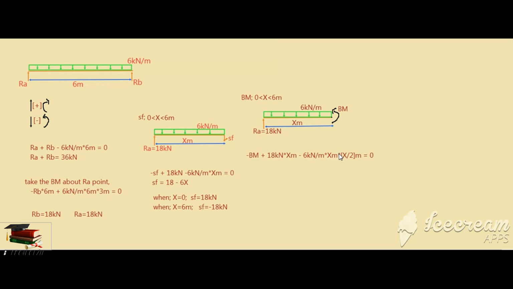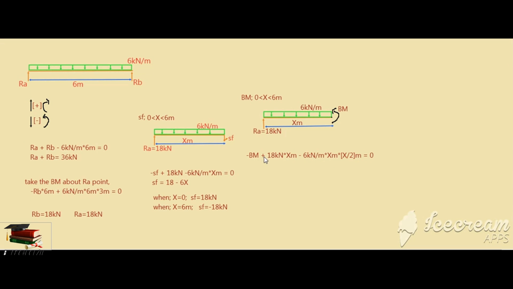Then I want to get the units of the bending moment, so I have to multiply another length with this expression. So this x divided by 2: the whole length is x meter, and the UDL load acts at the middle point of the beam section. So I want to measure the length between the middle point of the beam section and the bending moment point. So this is x divided by 2. That's why I am multiplying by x divided by 2 meter.